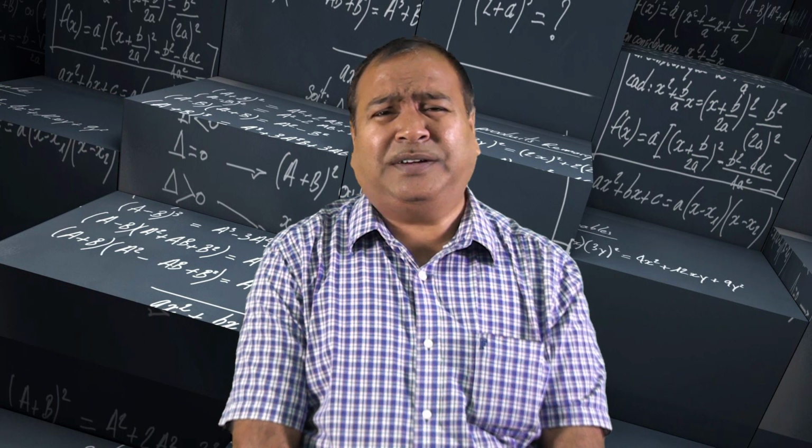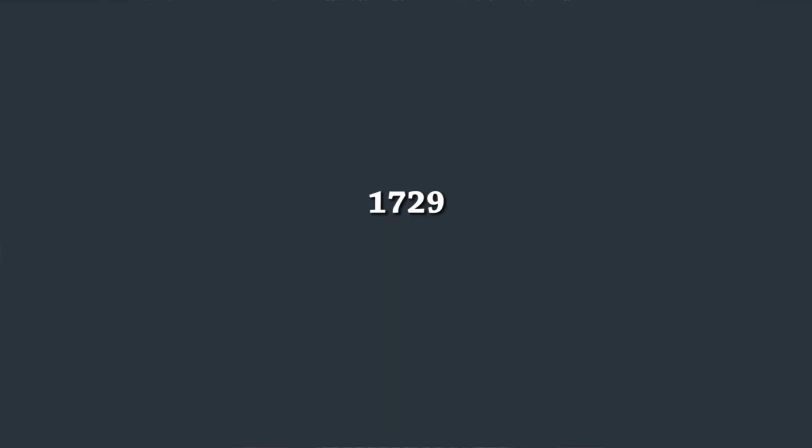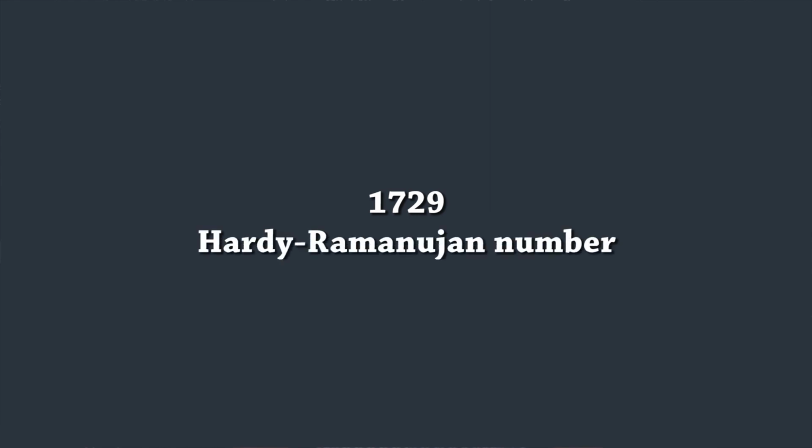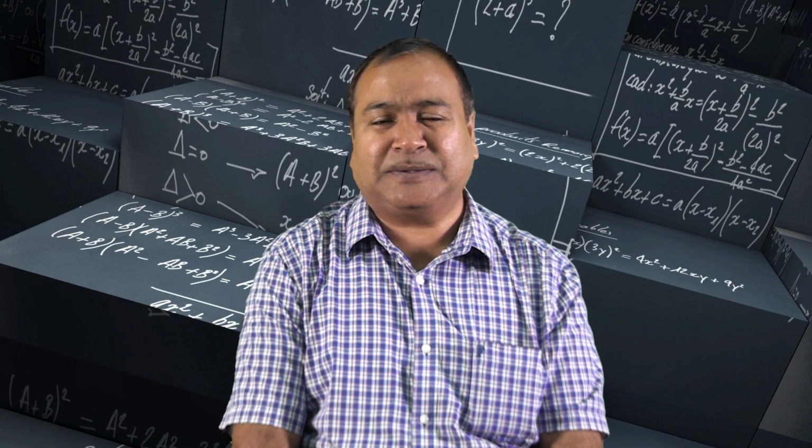Let us observe one very interesting special fact about cubes. Consider the number 1729. In fact, this is a very special number called the Hardy-Ramanujan number. What is the speciality of this number? Yes, it is the smallest 4-digit number which can be expressed as the sum of two cubes in two different ways, as 1729 is equal to 9 cube plus 10 cube, which is also equal to 1 cube plus 12 cube.